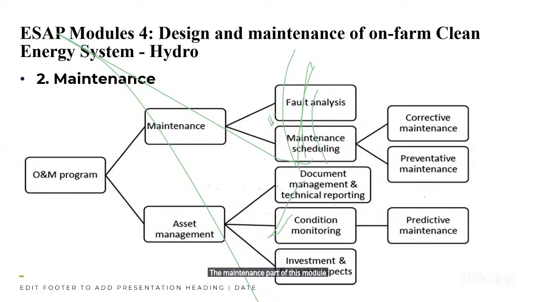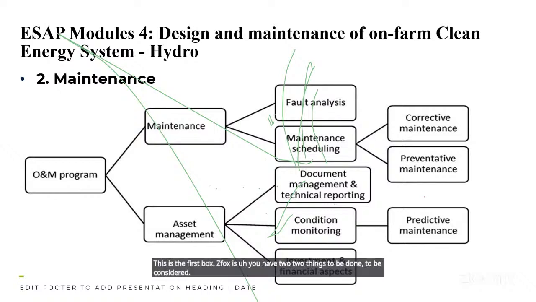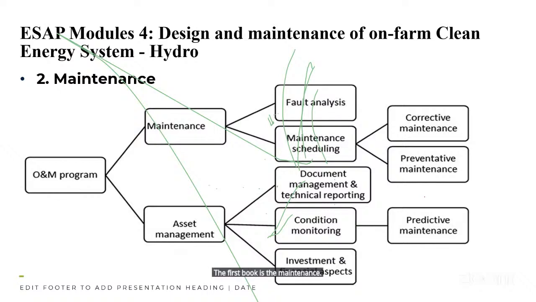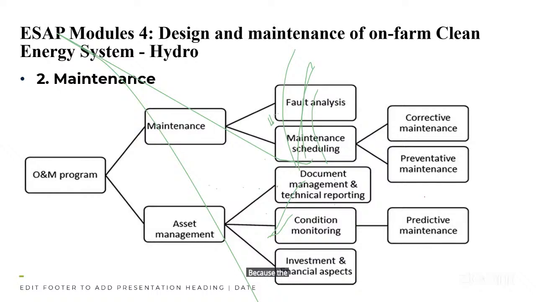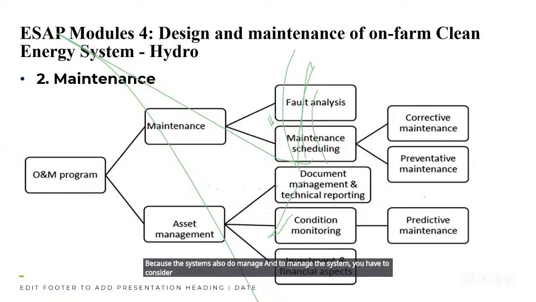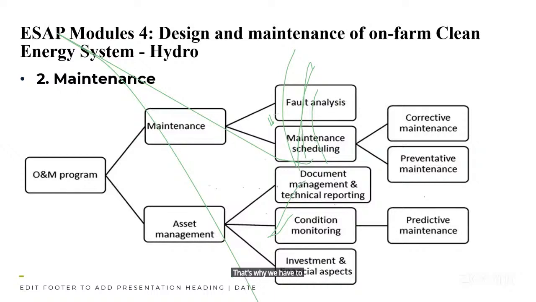So all starts with the operation and maintenance program. This is the first box. You have two things to be considered. The first box is the maintenance. The second box is the aspect of management, because the system should be managed. And to manage the system, you have to consider a number of aspects. That's why we have to consider the management part, and we have to consider the maintenance part.